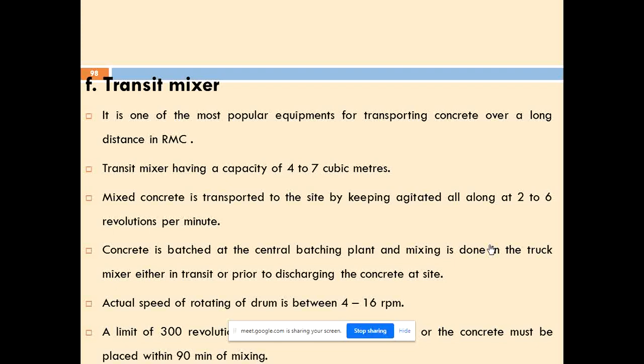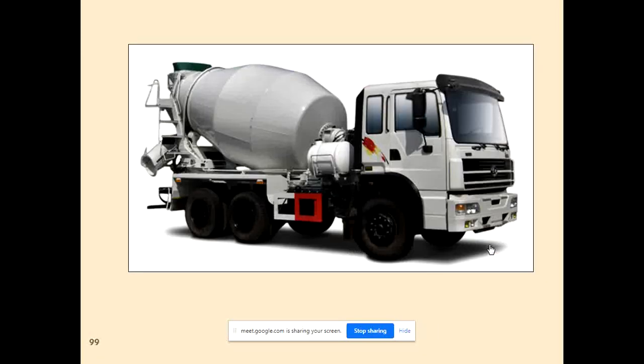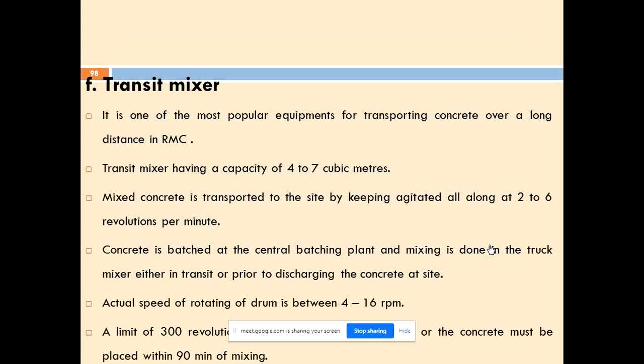It has a capacity of around 4 to 7 cubic meters. So whatever concrete is mixed in the RMC plant, when it is being transported to the designated place, the drum over here will be rotating, but it is not going to mix the concrete inside it. So there are two types of transit mixers.